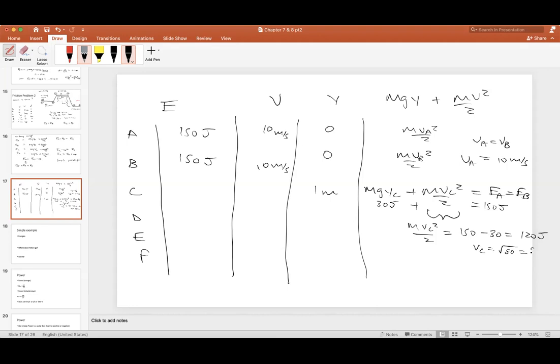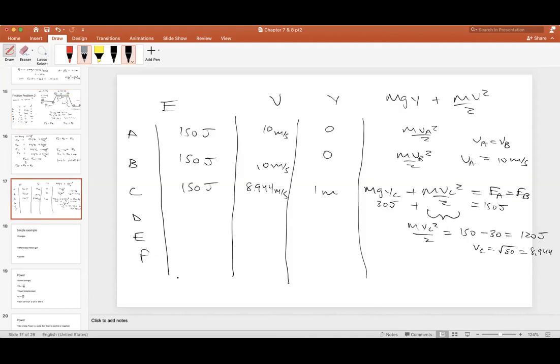which is 8.944 meters per second. But note that this is 120 joules, and this is 30. So the total energy at C is still 150 joules, right? How much work is done by friction?